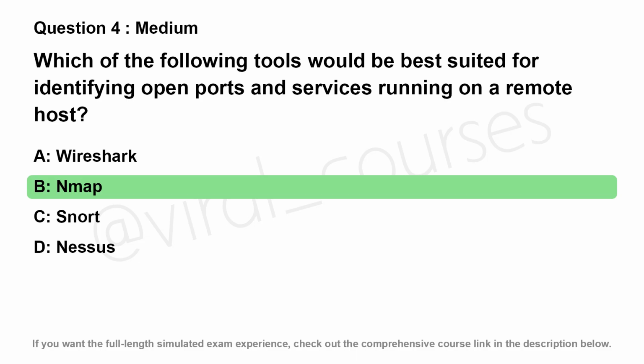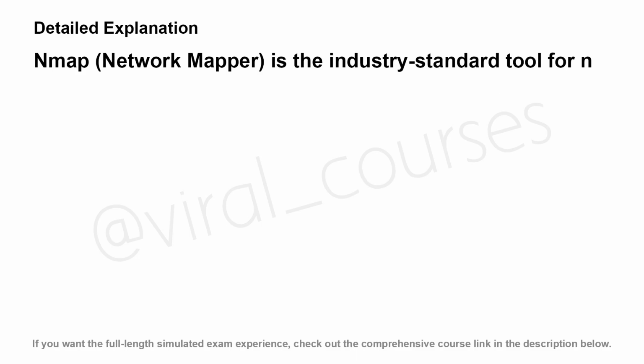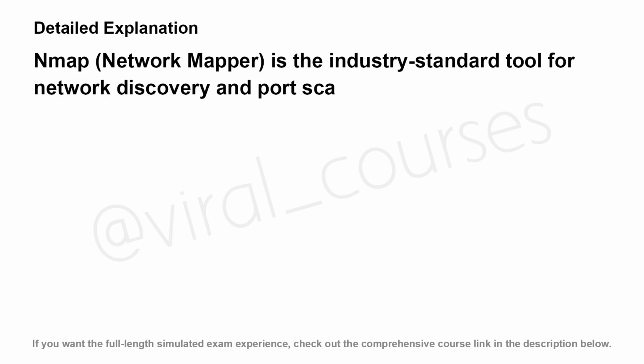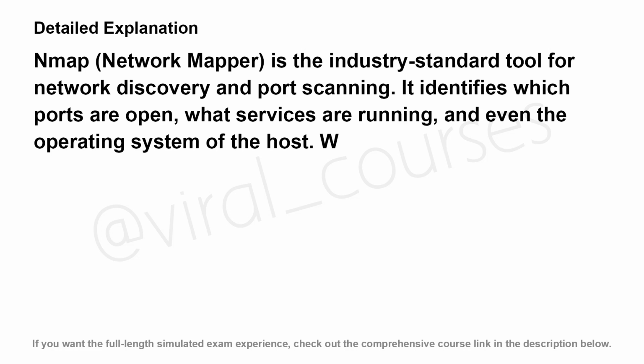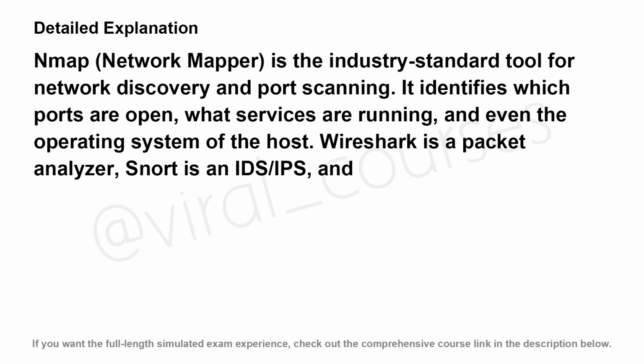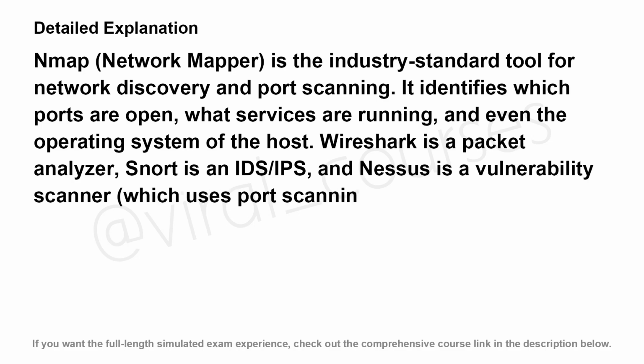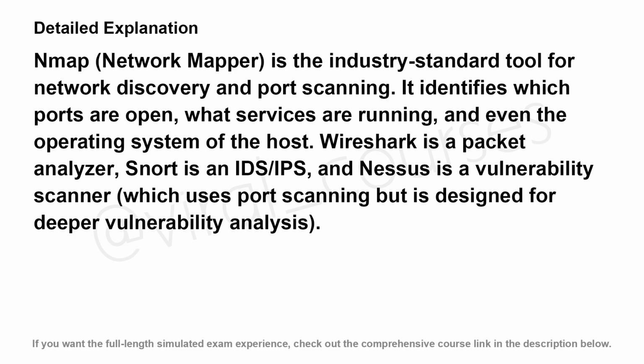The correct answer is B. Nmap, Network Mapper, is the industry standard tool for network discovery and port scanning. It identifies which ports are open, what services are running, and even the operating system of the host. Wireshark is a packet analyzer. Snort is an IDS/IPS, and Nessus is a vulnerability scanner, which uses port scanning but is designed for deeper vulnerability analysis.